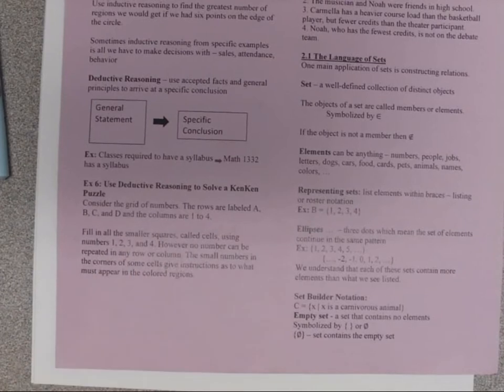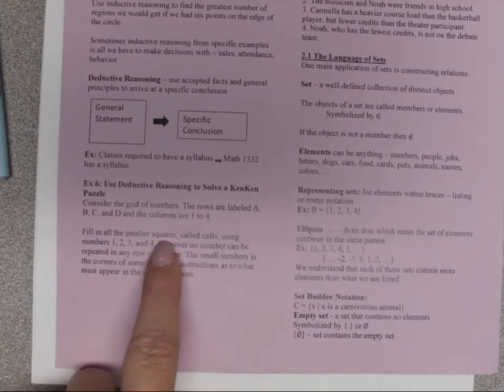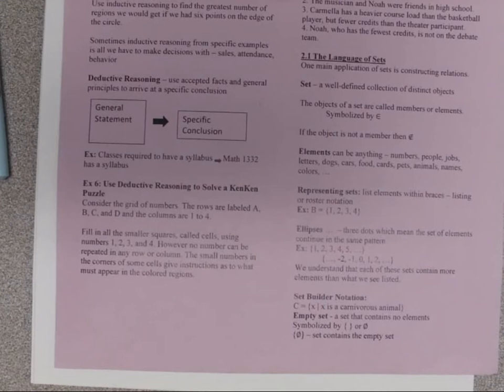Columns are 1 to 4. You're going to fill in the smaller squares, called cells, using numbers 1, 2, 3, and 4. However, no number can be repeated in any row or column. The small numbers in the corners of some cells give instructions as to what must appear in the colored regions.